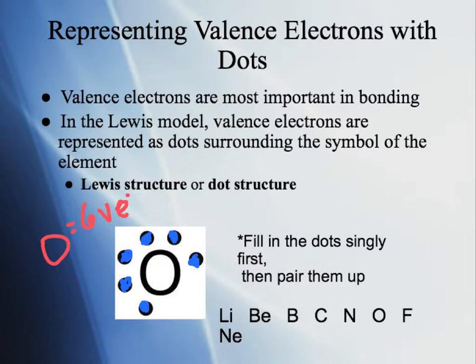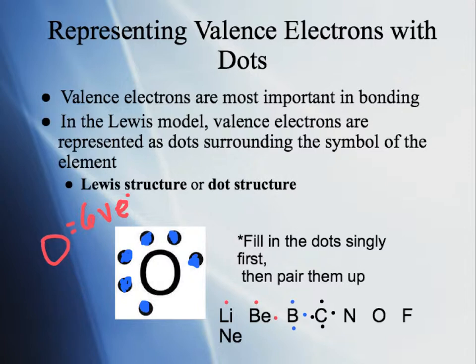If we take a look at all the elements in the second row of the periodic table, we can do Lewis dot structures for those. Lithium has 1 valence electron, so it's just going to have 1 dot. Beryllium has 2 valence electrons, so 2 dots. Boron has 3, so 3 dots. Carbon has 4, so 4 dots, 1 on each side. So we always do it singly first, 1 on each side, and then we start pairing up. Let's see what that looks like.